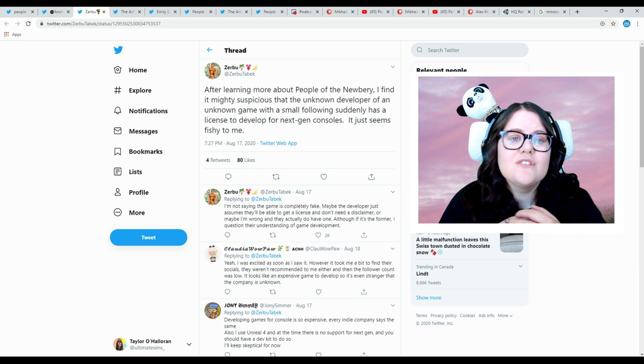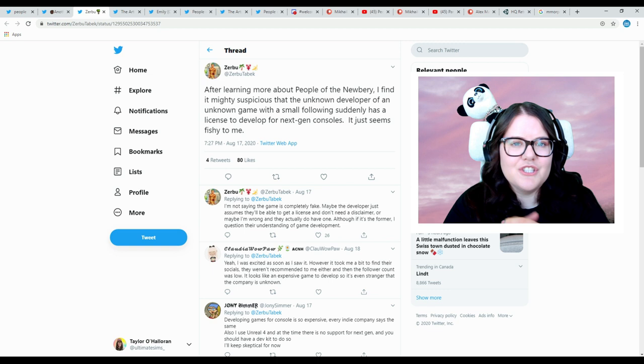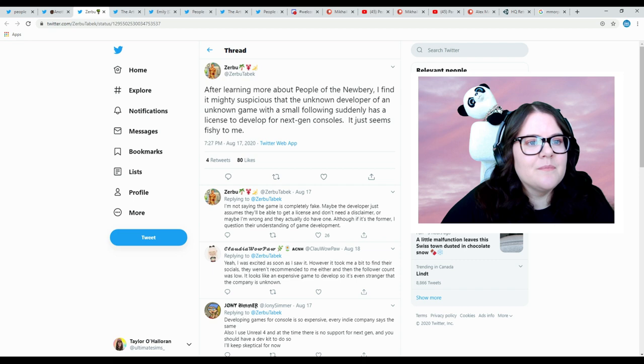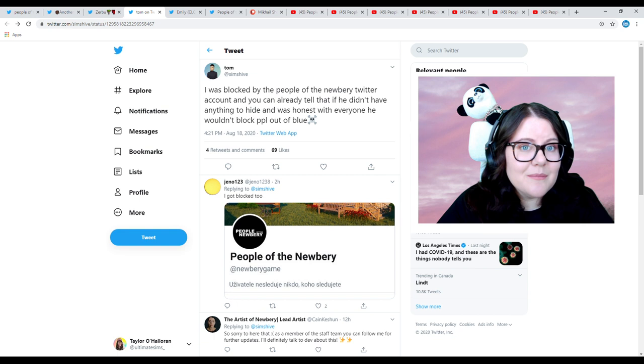It's also a lot more expensive and difficult to develop a game for a console, so the fact that they're just gonna jump in with Mac, PC, and both consoles just seems fishy to me. The exact way that they ended their first tweet, it just seems fishy to me. And something else that's been happening is that People of the Newbery on Twitter is blocking pretty much anybody who says that their game might be a scam.